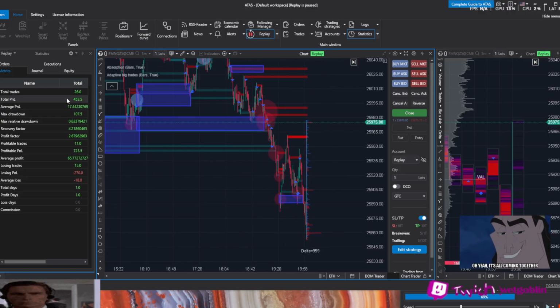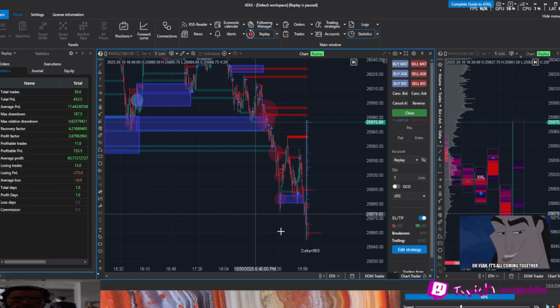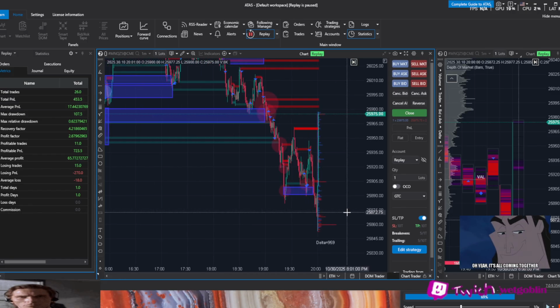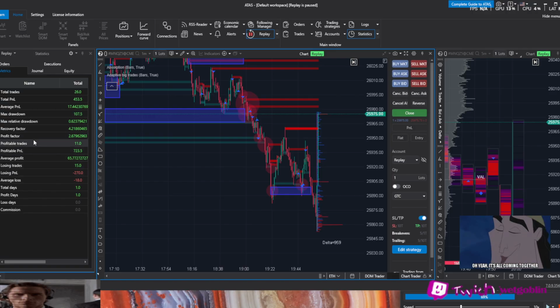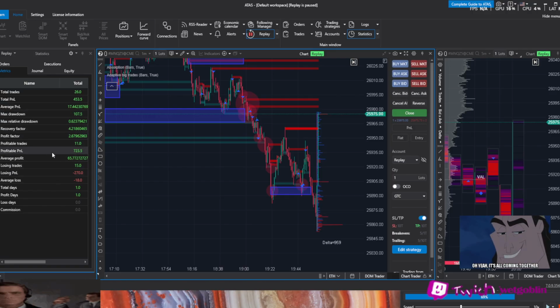I know you're not supposed to play this game, but it's $4,500 on the regular MNQ. Now, losing P&L, 270. Profitable P&L. Man, those are good stats. 11 profitable. Okay, so you see the ratio? My average loss was only $18. That's why.